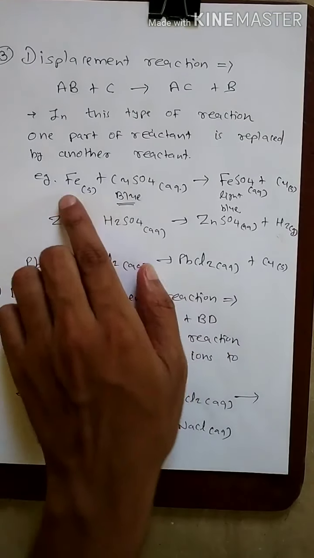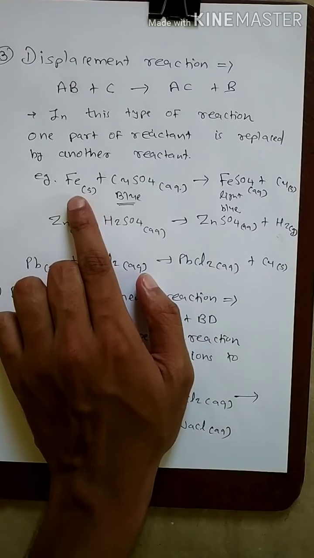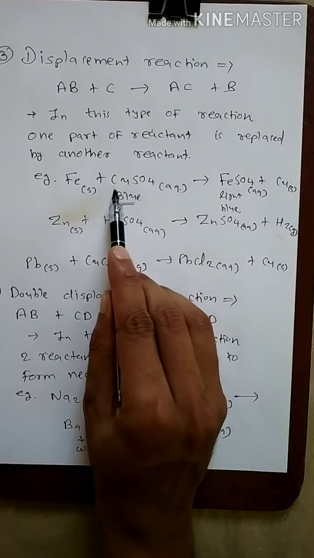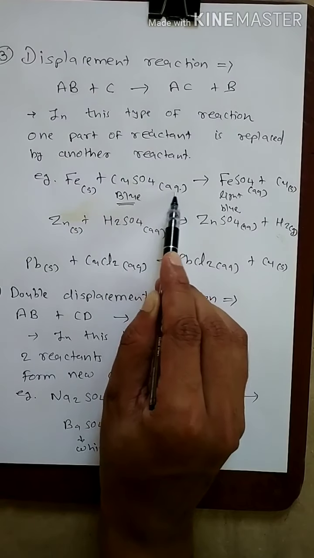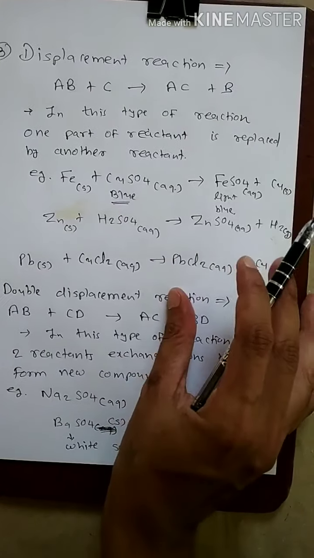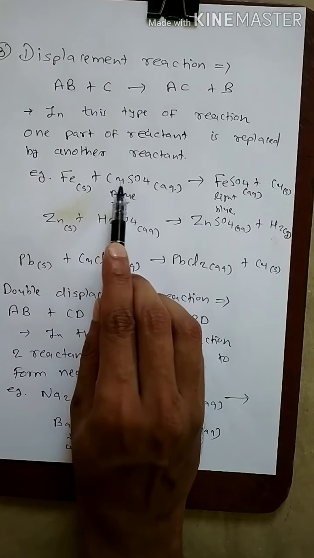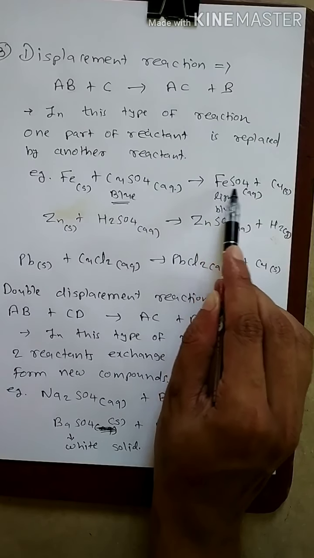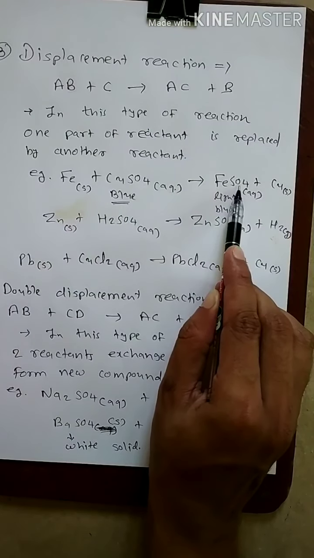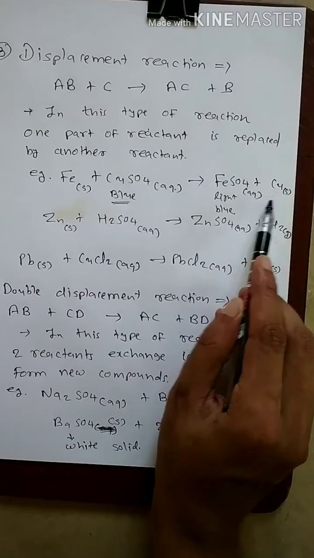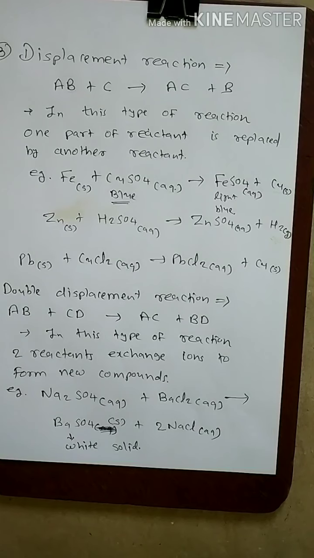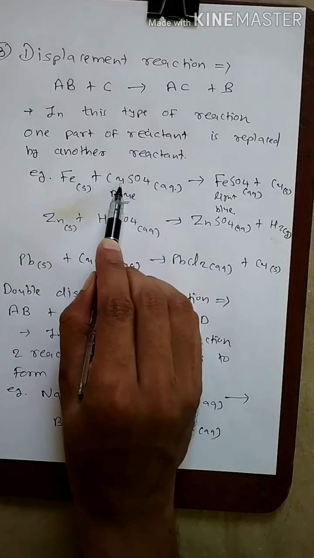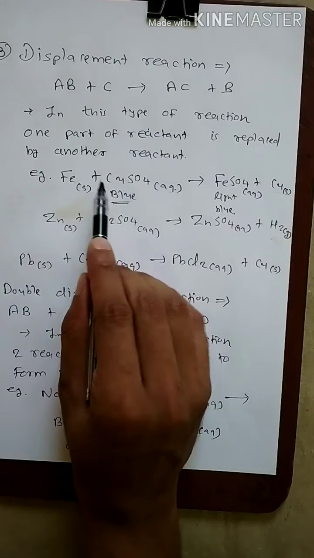Example for that is like this. When Fe, iron or ferrous, is dipped in CuSO4 solution, aqueous form, so it is solution. When iron is dipped in CuSO4 solution, it will give you FeSO4, ferrous sulfate solution, and copper will be in solid form. Here you can see Fe and Cu, they are exchanging their place. Okay, so this is displacement reaction.